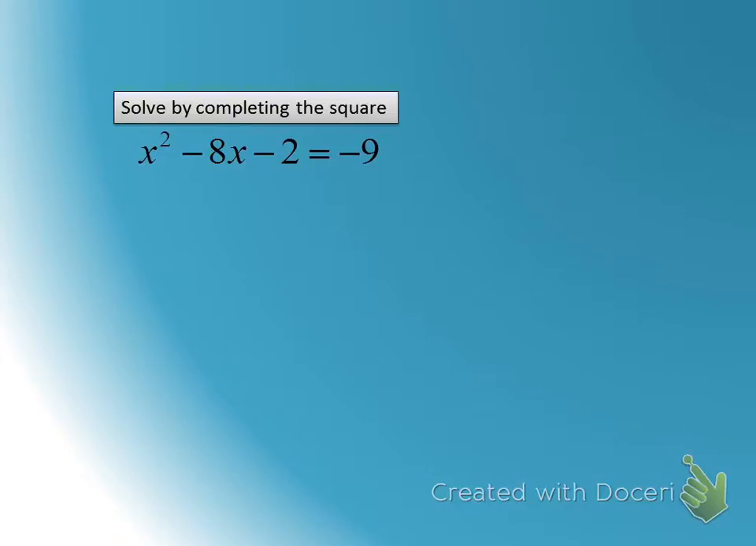So add 2. Okay, you have x squared minus 8x minus 2 equals negative 9. So add 2, because that 2 has no bearing on how you complete the square. So get rid of it so that way it's not in your way. Okay. So then you figure out what number goes there. So you take b, which is -8 in this case, divide it by 2, which gives you what?